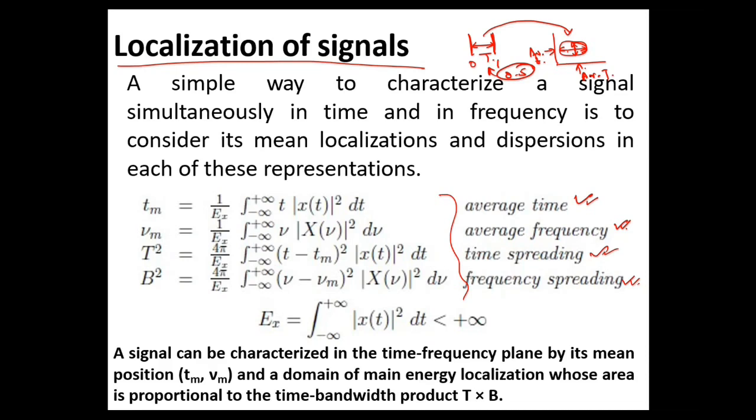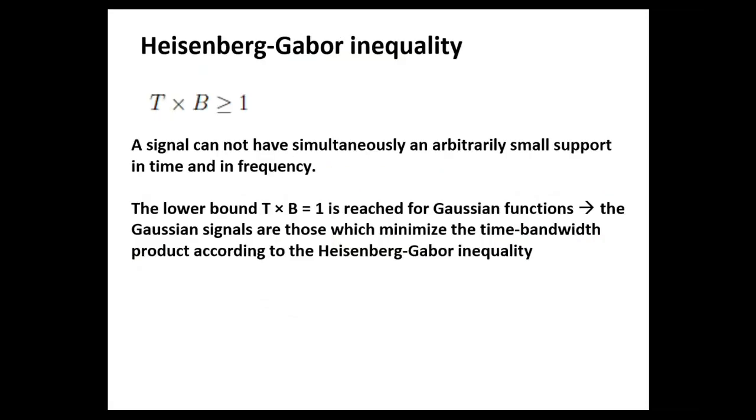For depicting this joint time frequency analysis signal component, we need these four components: average time, average frequency, time spreading, and frequency spreading. As we go further, we will see that these things are really needed to analyze the signal. One important criterion is called the Heisenberg-Gabor inequality, and the Heisenberg-Gabor inequality is a lower bound inequality which says the time bandwidth product is lower bounded by a fraction of 1.